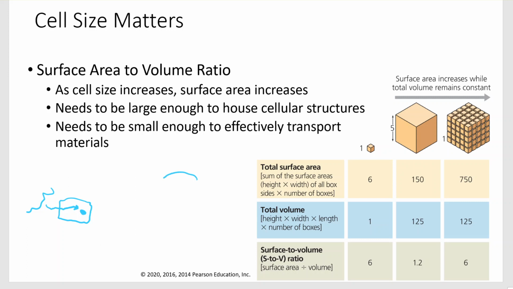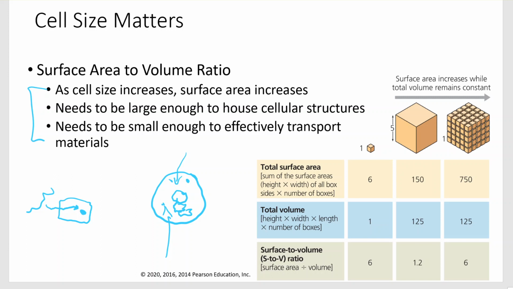So when we're looking at cells, what I want you to understand is the cell has to be big enough to house all of the little structures it's going to have within it, whatever those structures may be, but small enough so that it still can have nutrients get through it as needed.